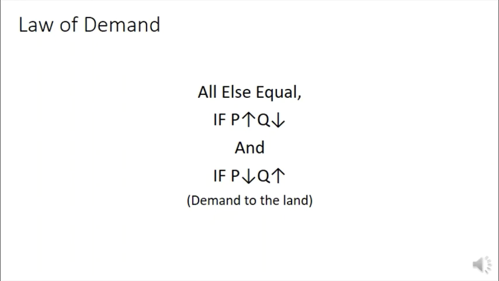All else being equal, if the price goes up, the quantity demanded goes down. And all else equal, if the price goes down, the quantity demanded goes up. In other words, demand to the land, demand is an inverse relationship. We can draw that graphically with a downward sloping curve with price on the vertical axis and quantity on the horizontal axis.